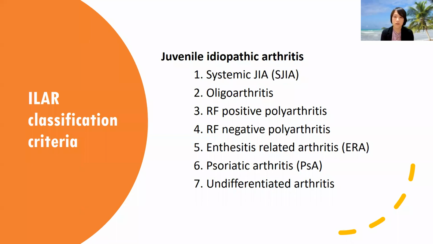If the patient has enthesitis along with the arthritis, we call it enthesitis-related arthritis, or ERA. ERA is quite similar to ankylosing spondylitis in adult patients. If the patient has a psoriatic rash along with the arthritis, we call it psoriatic arthritis. In some cases, patients can have arthritis along with dactylitis, pitting nails, or a family history of psoriasis as well. If the patient does not fall into any category or falls into more than one category, we put them into undifferentiated arthritis.